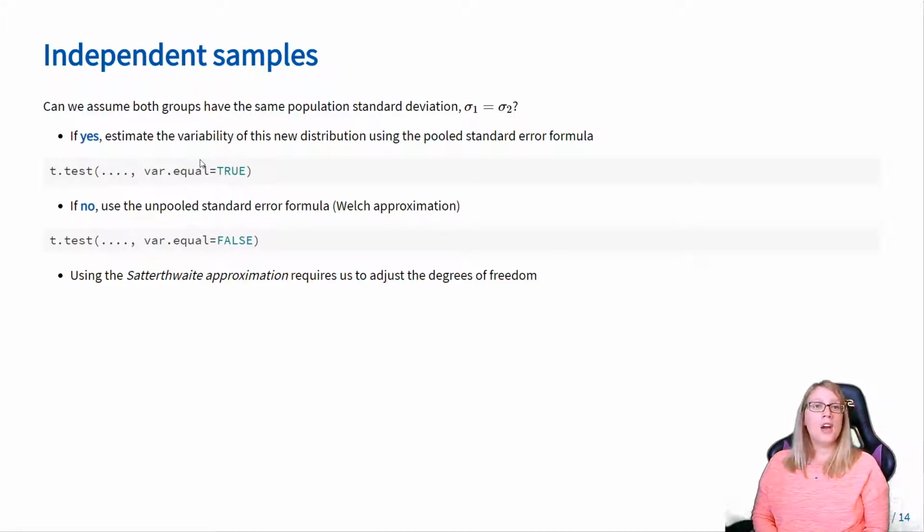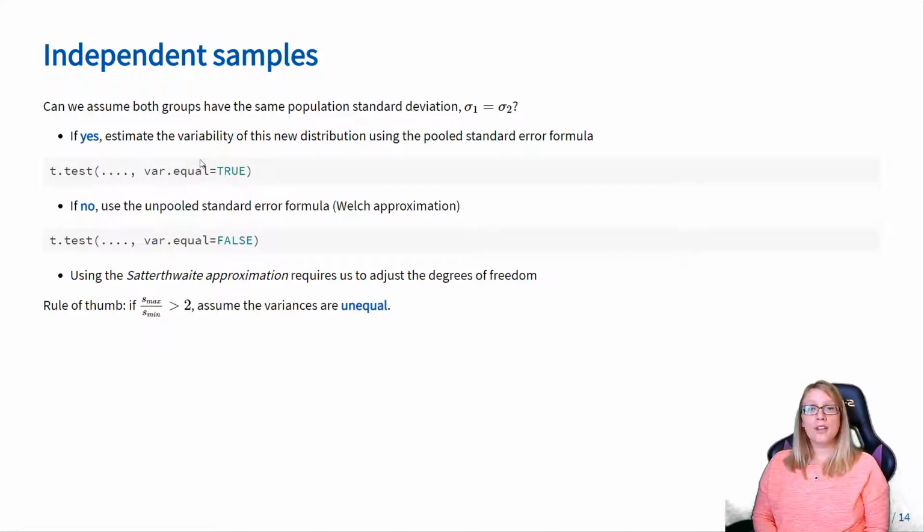So we'll let R know which assumption we are making about the variability of our two populations using this var.equal statement. Now you can find the formulas for each of these standard errors in your textbook. However, since we really won't be calculating them by hand, I've chosen to leave them off the slides, but you're welcome to give those a look.